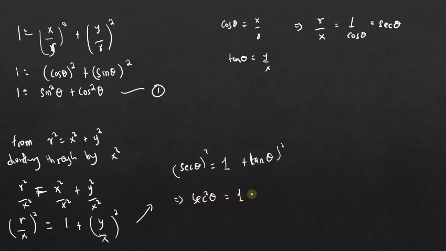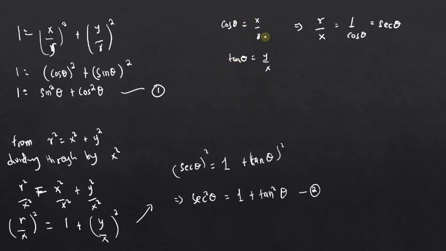Now let's move to the third identity. We'll just take it from the same equation again that we derived. So here we are going to divide through by y, right? We are dividing through by y. So r squared over y squared will be equal to x squared over y squared plus y squared over y squared. And this should give us (r over y) all squared equal to (x over y) all squared plus 1.